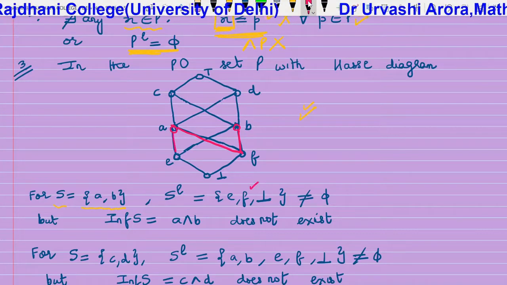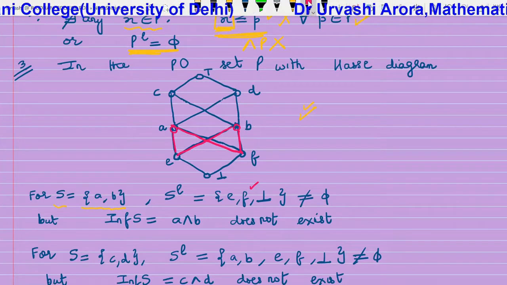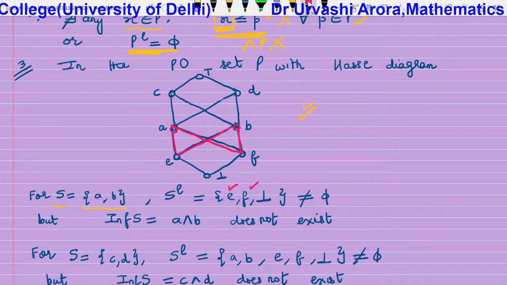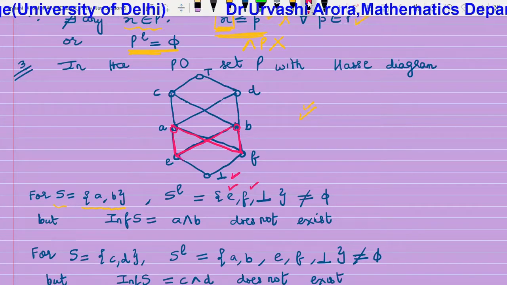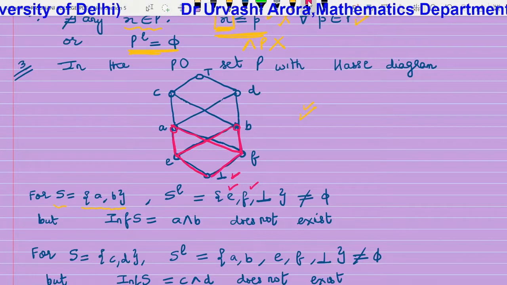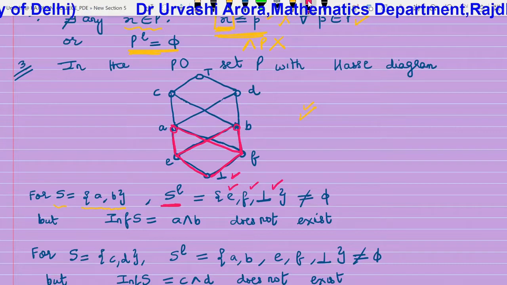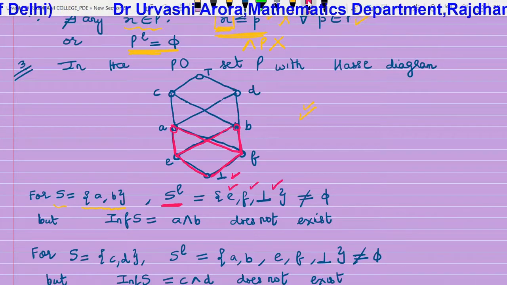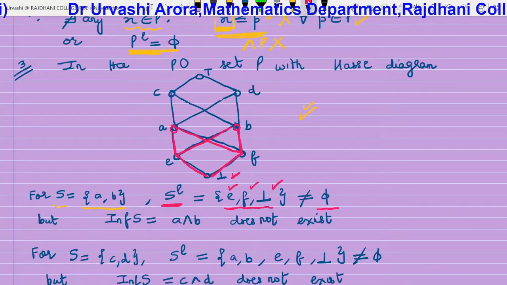For the same reason, E is also a lower bound of A and B because E is at a level lower than A and B. And the bottommost element, the inverted T, also acts as a lower bound because it is at a level lower than A and also lower than B. So the set of all lower bounds of S consists of these three elements, and therefore it is definitely a non-empty set.